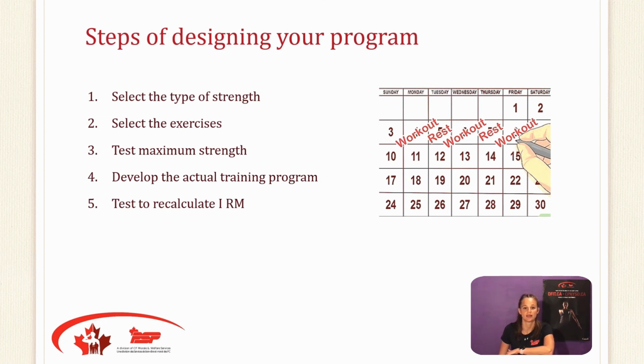The fourth step is to develop the actual training program. By this point, it is known which exercises are to be performed, the 1 rep maximum for each exercise, and the type of strength to be developed. With this information, you can select the number of exercises, the percentage of 1 rep max, the number of reps, the number of sets, and the desired rest time for each exercise.